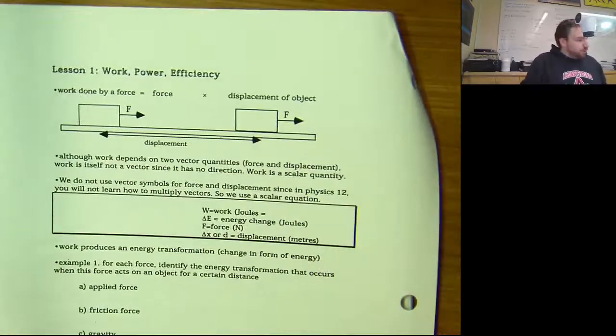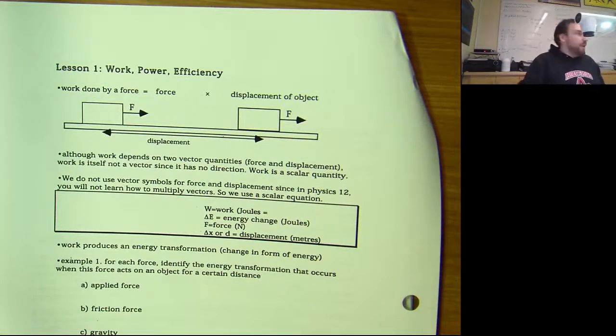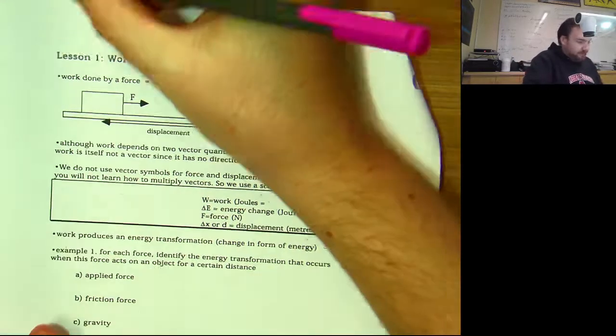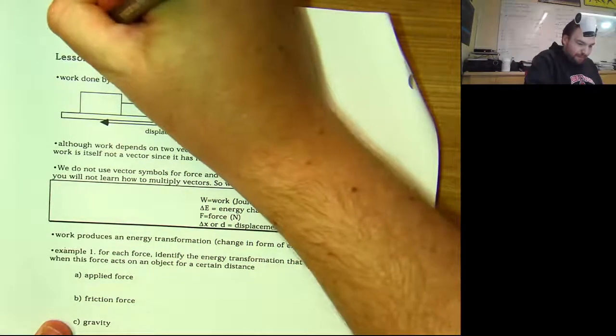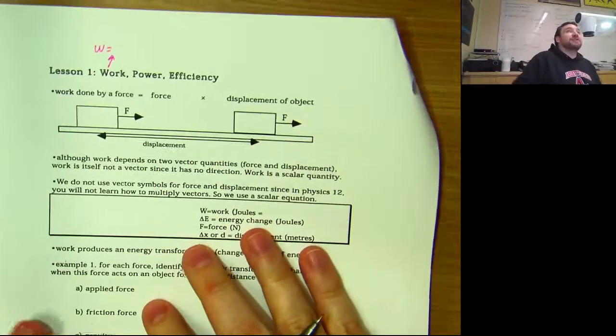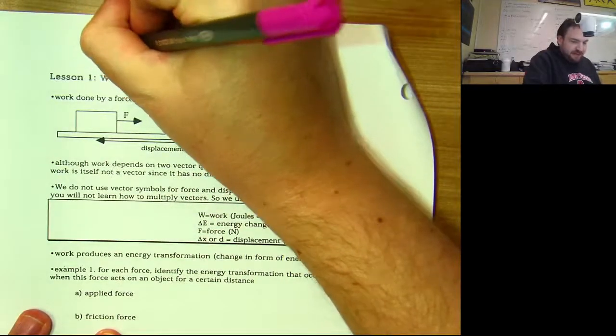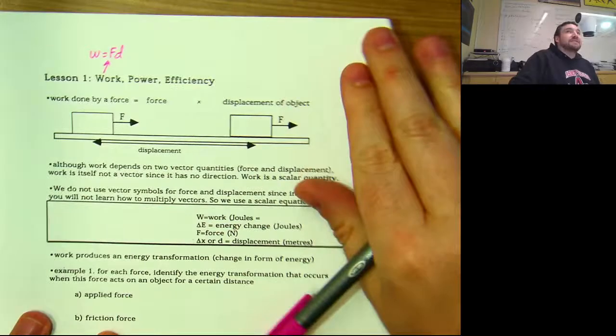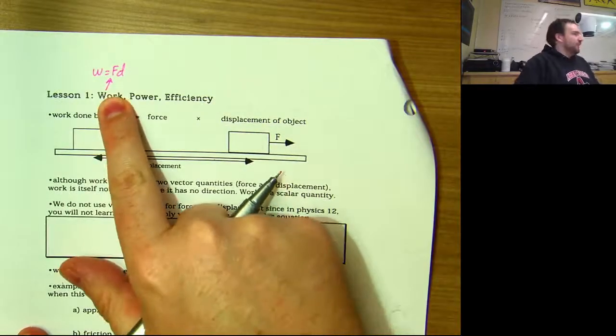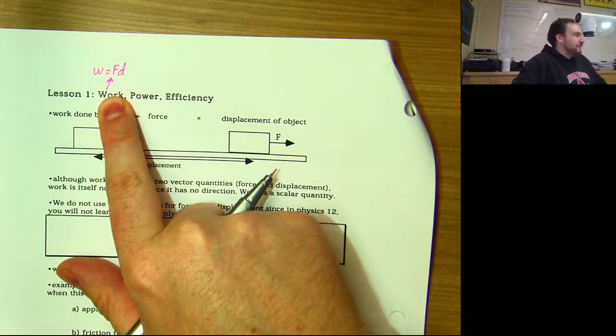So, work, power, efficiency. What do we remember? What is work? Were there any formulas, expressions that you were given that dictated how you calculated work? Work equals something. Yeah, work equals a force times a distance. Okay. Yeah, that should be review. Is this review? Work equals force times distance. We've seen that before. Okay.